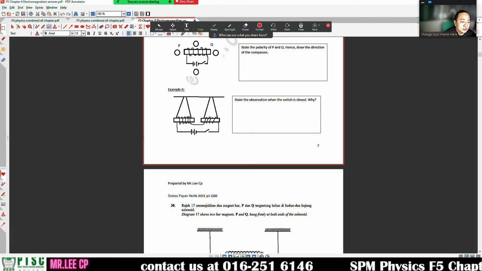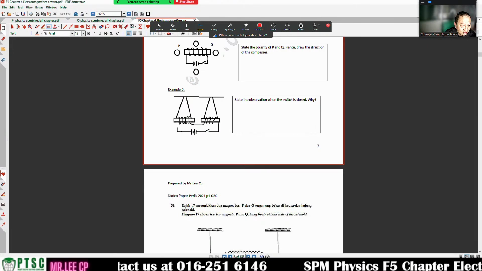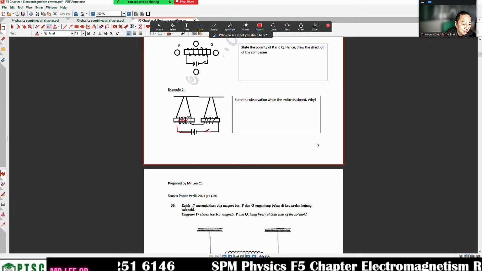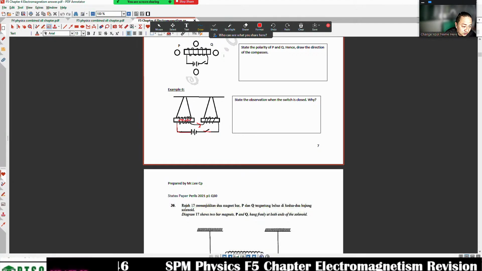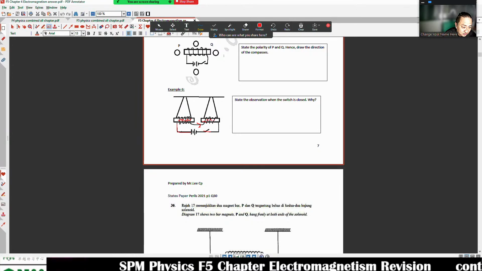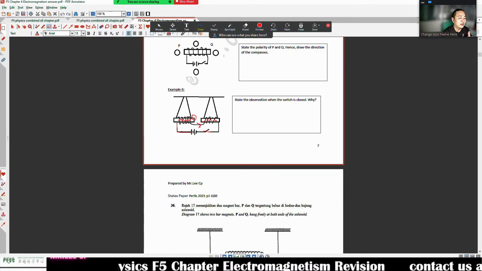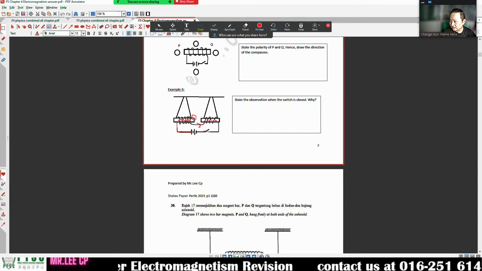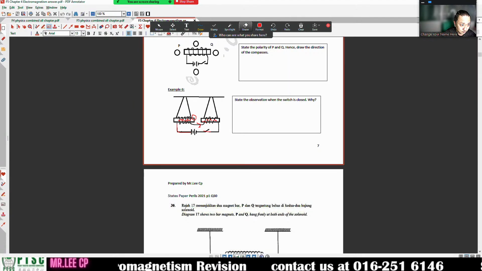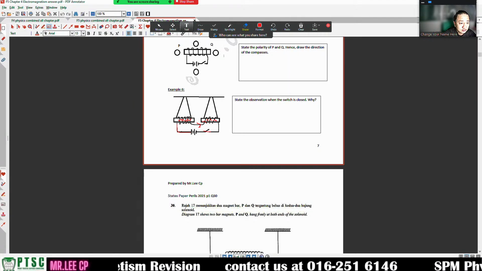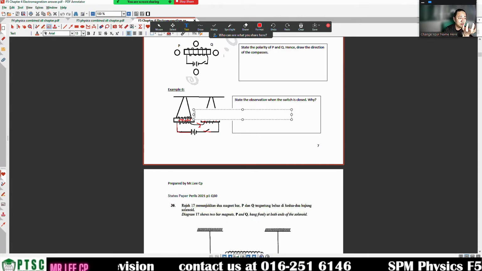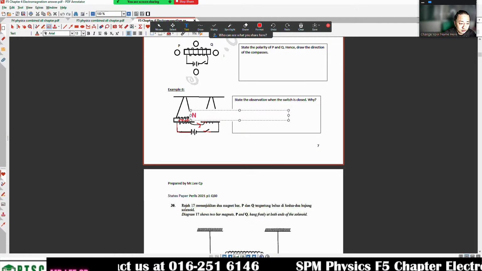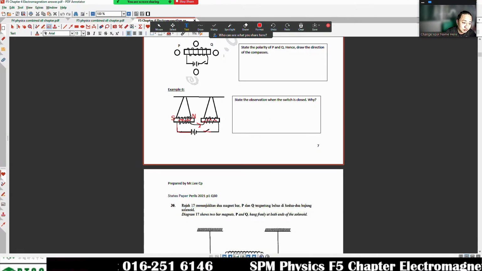Okay. Now here, when I switch on the switch, the current flows down to here. This one is up, right? So tell me, what is the polarity of this pole? This pole will be down. This one will be a north pole, right? So when this side is a north pole, the other side will be a south pole.